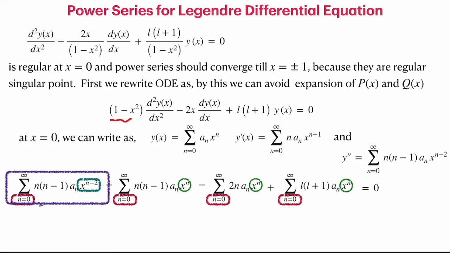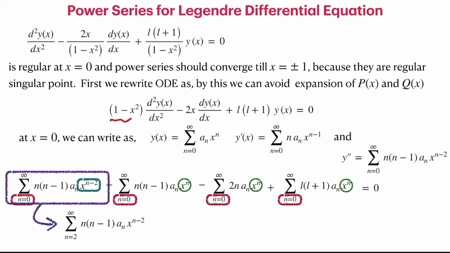So let's try to rewrite. First, observe that the first two terms here are 0 because we have n into n minus 1. When n is 0, this term becomes 0, and when n is equal to 1, this term becomes 0. So those two are not relevant, and we can start from n is equal to 2. So this series can be written as sum n going from 2 to infinity, n into n minus 1, a n x to the power n minus 2.